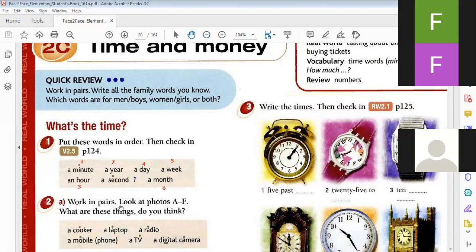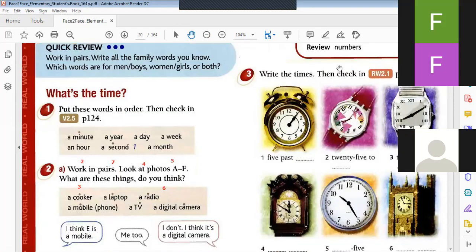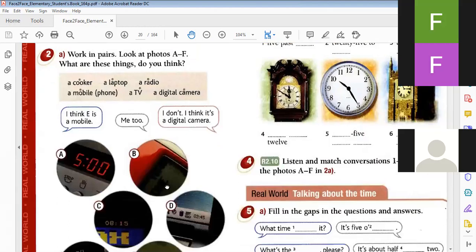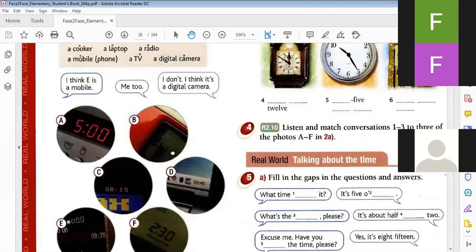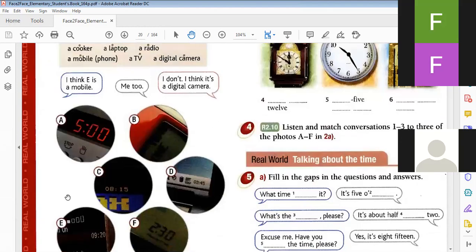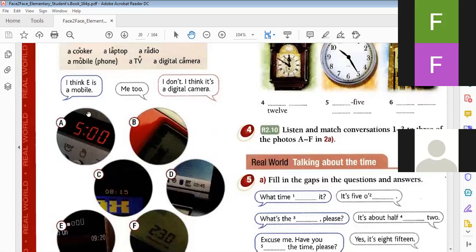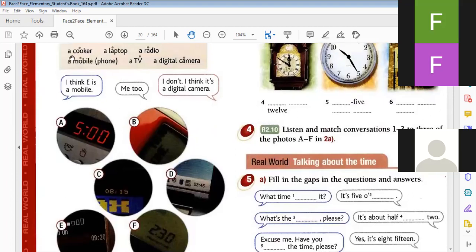Okay, number two here, it says work in pairs, look at photos A to F. Okay, let's take a look. What are these things, do you think? So can you see all of these pictures here? We have A, B, C, D, E, F, right? So yes. Here, what do you think is A? What's A? What options do we have in the box? We have cooker, laptop, radio, mobile phone, TV, and we have a digital camera. What is A? What do you think?